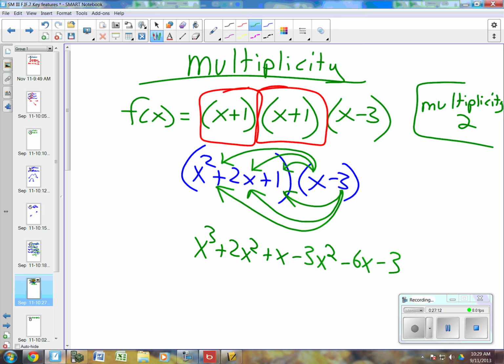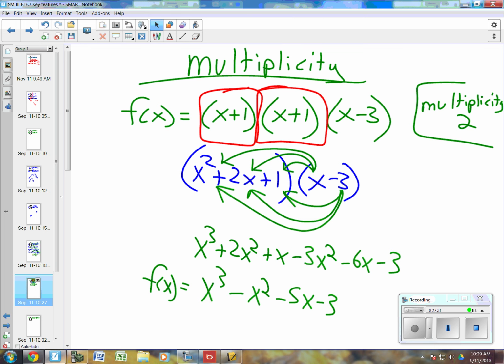If I add like terms, I get x cubed minus, the 2x squared and the minus 3x squared make negative x squared. The x minus 6x is negative 5x, minus 3. Here's my function if I multiply it out.